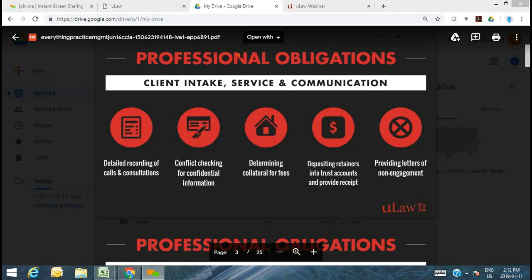So clearly establishing the fee structure and how you would go about getting paid for completing the work for that client is a very important next step.